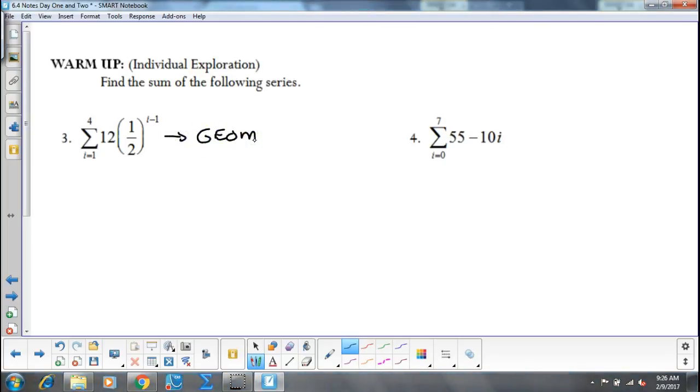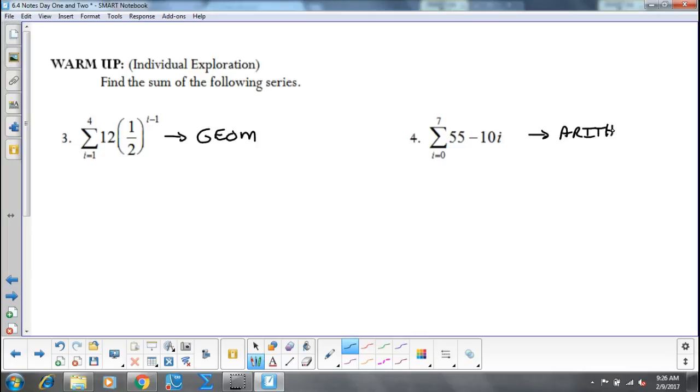So the first one is geometric, correct? Why? Because it's got the variables in the exponent. Okay? Which means the fourth one here is arithmetic. Okay, because the variable is just down normal.